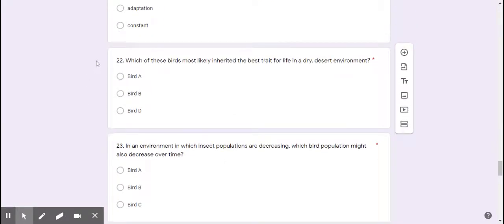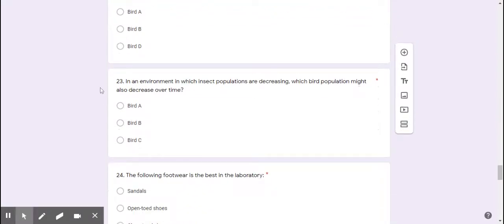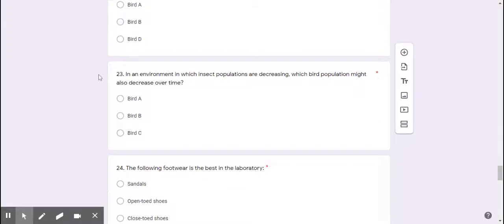Number 22. Which of these birds most likely inherited the best trait for life in a dry desert environment? Bird A, bird B, or bird D? Number 23. In an environment in which insect populations are decreasing, which bird population might also decrease over time? Bird A, bird B, or bird C?